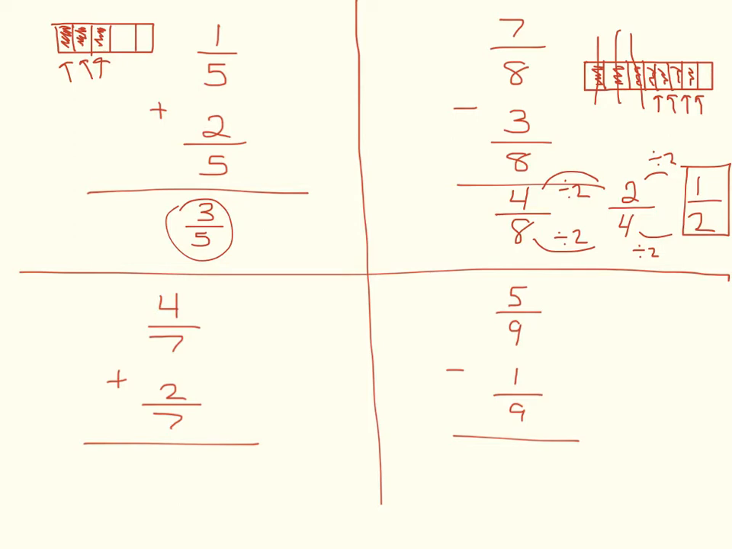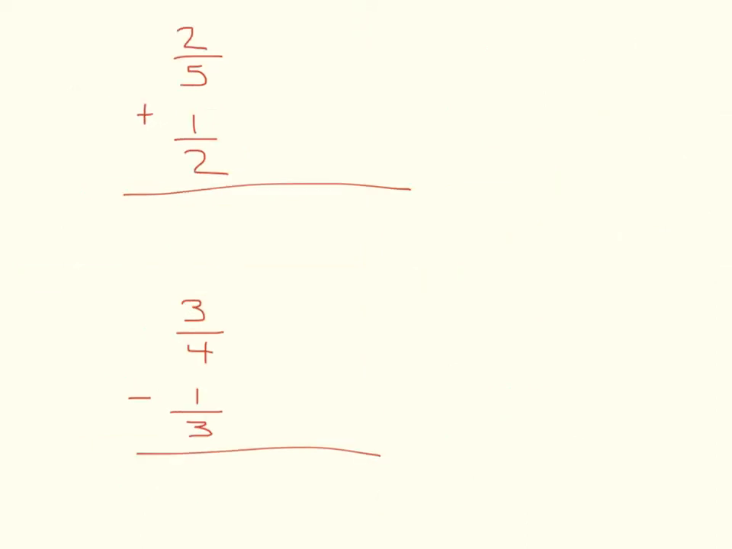There's my answer. Now, I'm noticing here, 1/5 plus 2/5 makes 3/5. So all I really have to do is just add the numerators and keep the denominator the same. Just like over here, 7/8 minus 3/8, 7 minus 3 is 4, and the denominator stays the same. So in the bottom left, we have 4/7 plus 2/7, that makes 6/7. And that's in simplest form, so I'm done. Now, I have 5/9 minus 1/9, that is 4/9, which is in simplest form. So now let's look at some others.